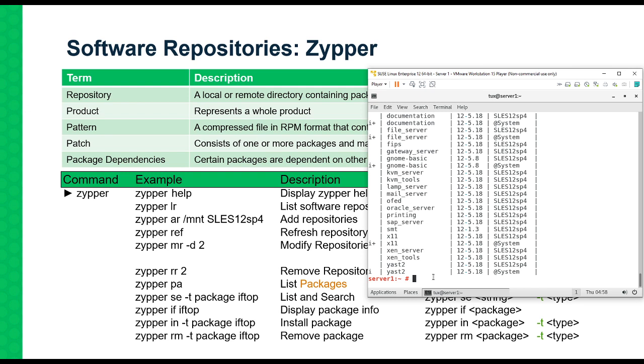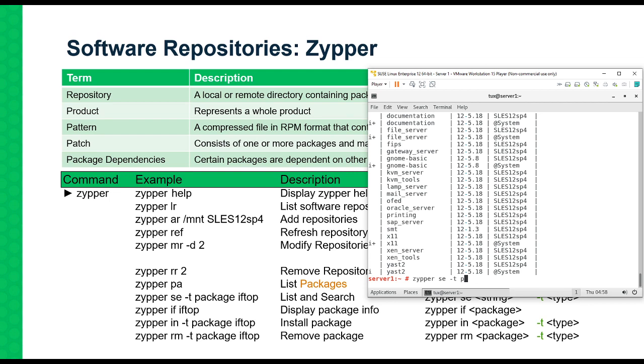So to search for a specific package, we do the zypper search function, and we will define what type of product or package we're looking for, and this is a package.